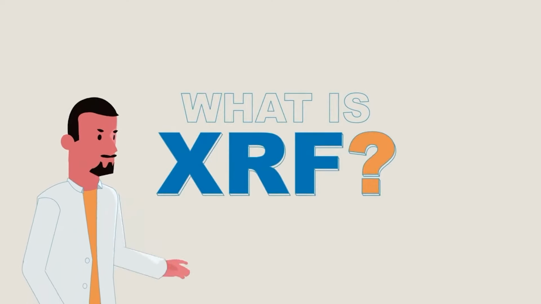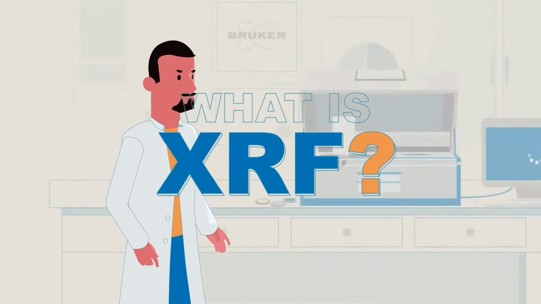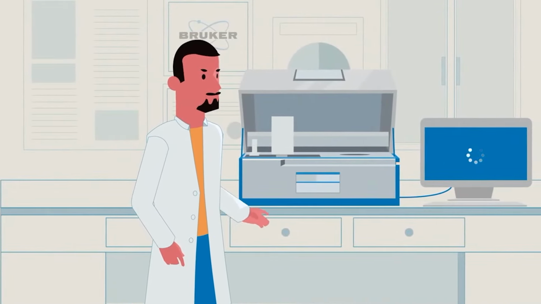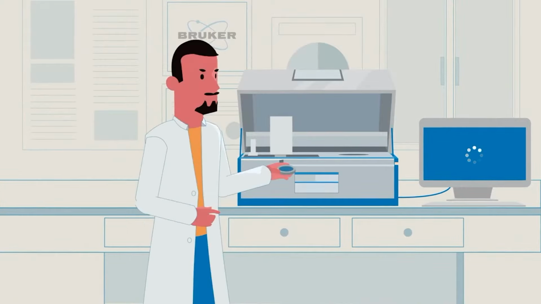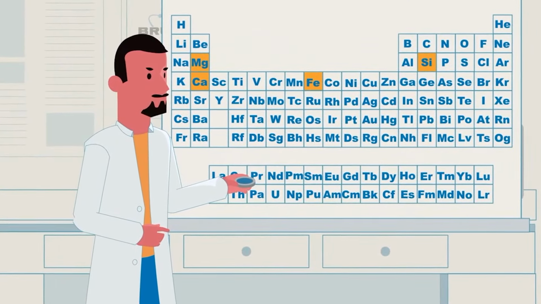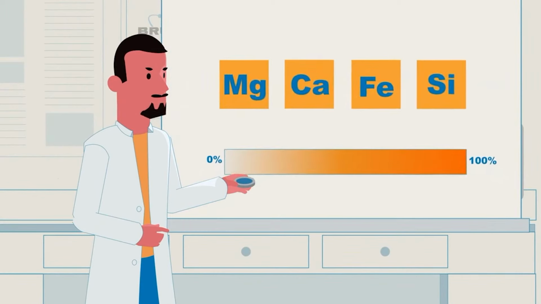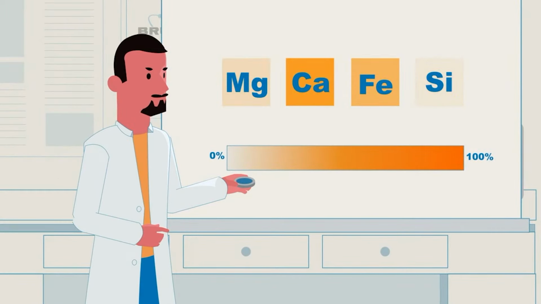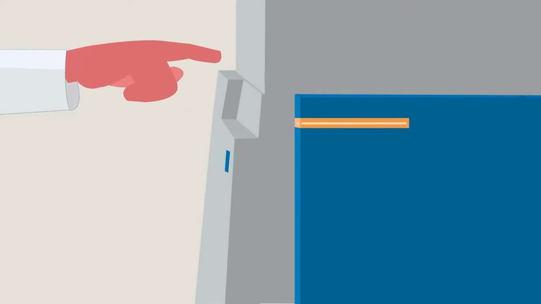What is XRF? How does it work? And what is it used for? X-ray fluorescence, or XRF, is a reliable method for determining the elemental makeup of any material, as well as determining the quantity of each material. Modern XRF instruments are easy to use, are non-destructive, and can measure a material with little to no sample prep.